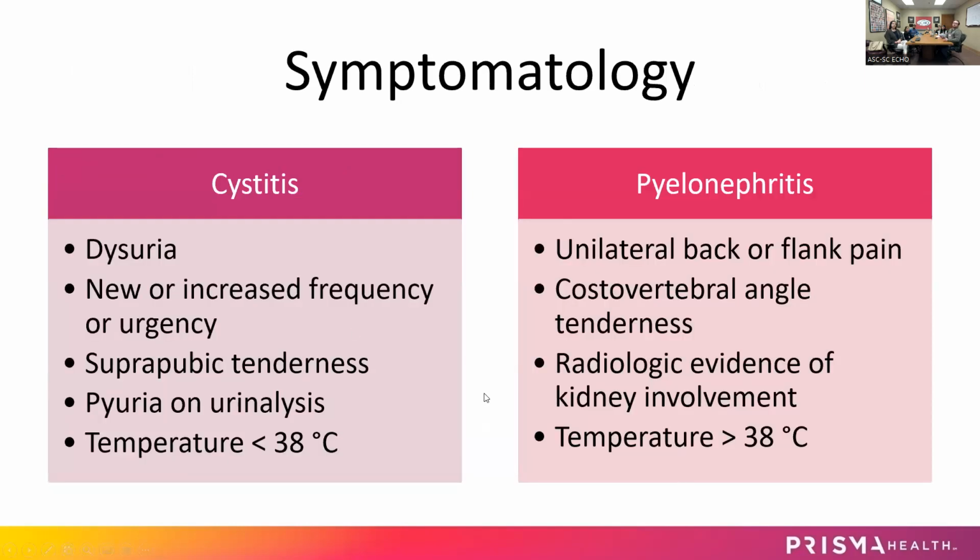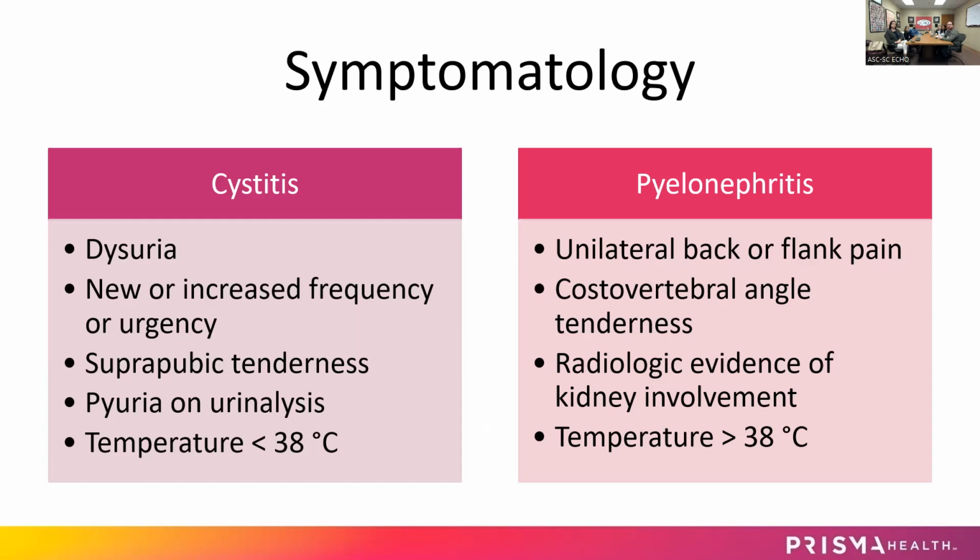The symptomology kind of differs between the two of these. So these are some things that the guidelines for our state mention that you can use to kind of differentiate between the two of them. Cystitis, you're going to see more of a dysuria picture, although you can have that with pyelonephritis as well. Some new or increased frequency or urgency, suprapubic tenderness. So the location of where the pain is very important for differentiating these two clinical conditions. You can have pyuria on urinalysis, but we'll talk about urinalysis in 1 second. And usually these patients are not going to have systemic symptoms such as a fever, so they'll usually be afebrile.